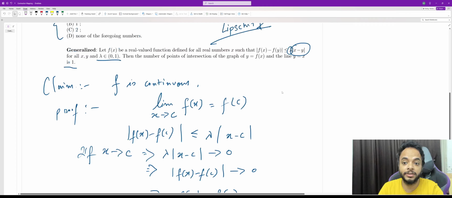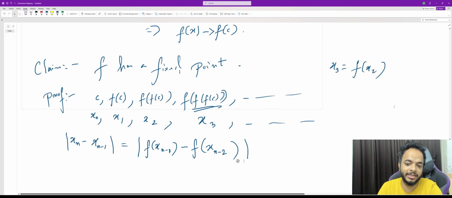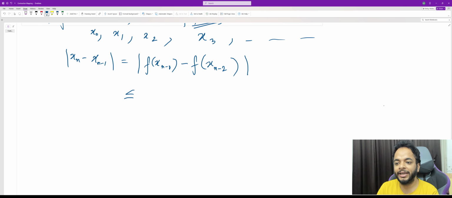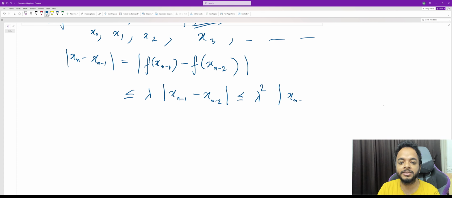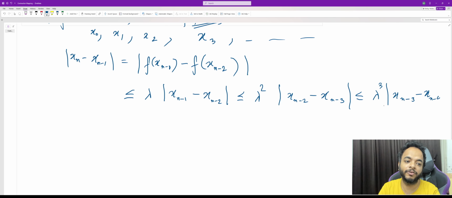And now if I use this criteria, that is less than or equal to lambda times the difference between x and y, so I can write this is less than lambda times xn minus 1 minus xn minus 2. Again, if I repeat the same procedure, I'll get another lambda, so lambda square times xn minus 2 minus xn minus 3. Again, lambda cube xn minus 3 minus xn minus 4 and so on. If I keep on proceeding like this, where will I reach finally? It will boil down to x1 minus x0, the initial two terms.